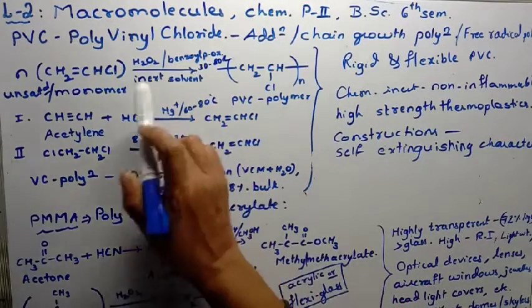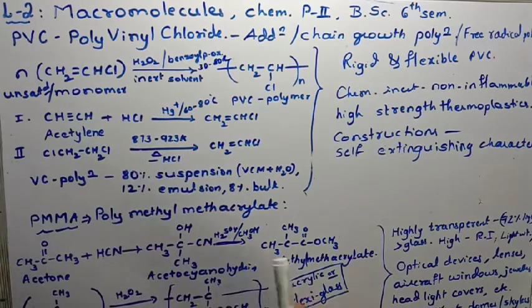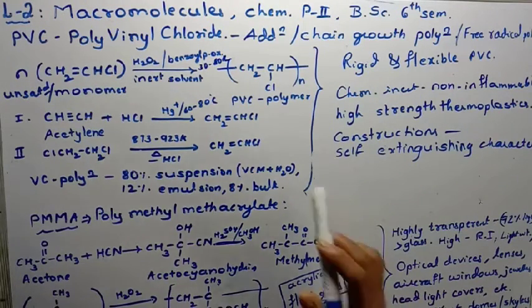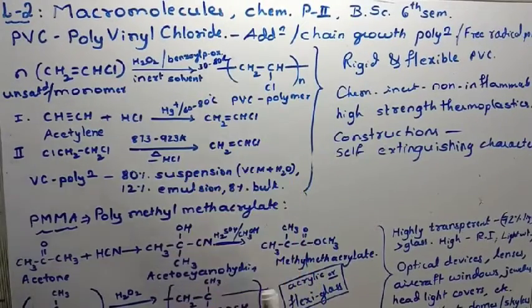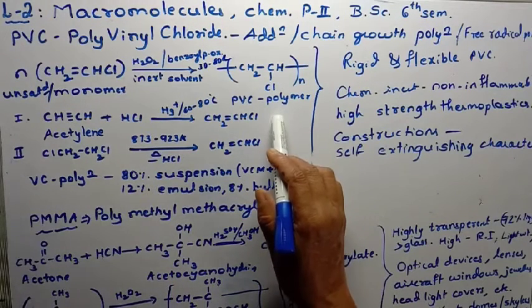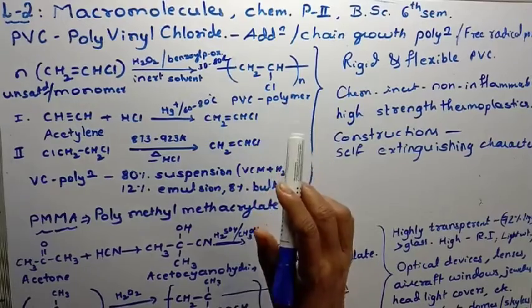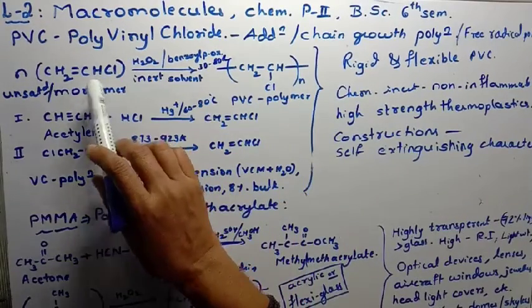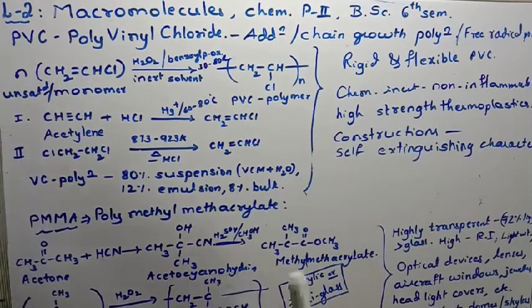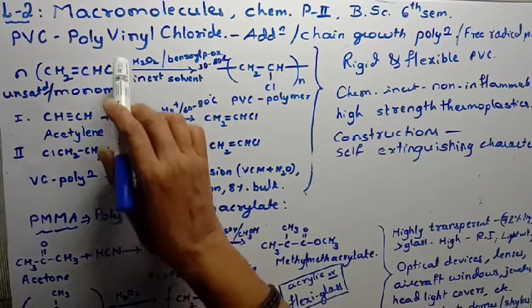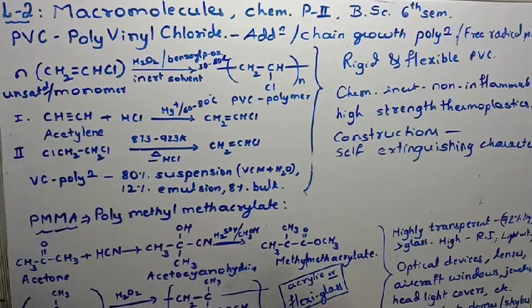When the monomer is subjected to polymerization in presence of H2O2 or benzoyl peroxide, in the temperature range 30 to 80 degrees centigrade, in inert solvent media, you will get the polymer, that is PVC, polyvinyl chloride. Here the monomer vinyl chloride is an unsaturated monomer. Even in polyethylene, ethylene is an unsaturated monomer, and in polyvinyl chloride, vinyl chloride is an unsaturated monomer.